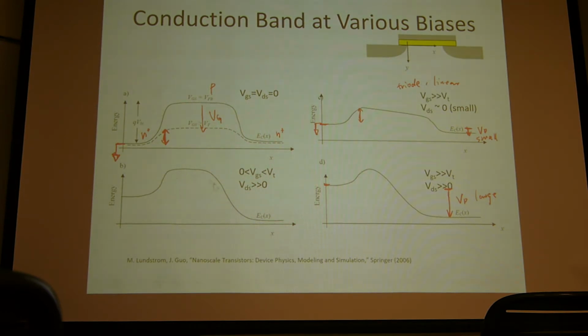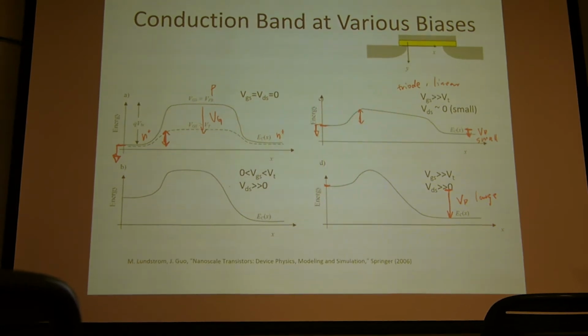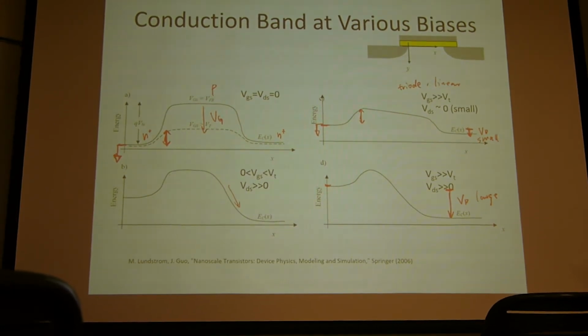And this case is below the threshold, but you have large drain voltage. So the barrier is high. Although you have large slope here, this barrier still is very high. So you don't have too many electrons here. So we will talk about this subthreshold. This is a subthreshold. We will talk about this in more details later today. But this is the saturation.